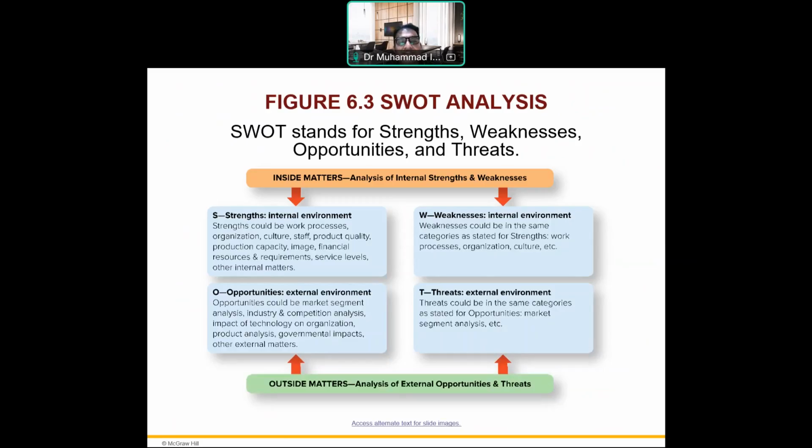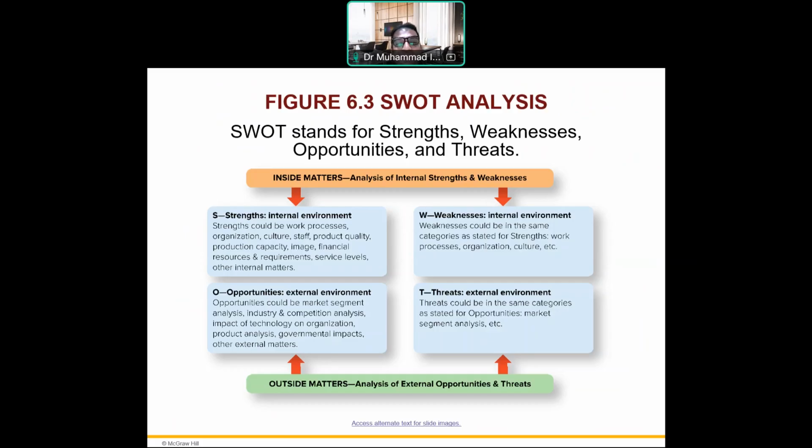Internal environment strengths, and also internal environment weaknesses, and how to manage them. Strengths could be work process, organization culture, staff, product quality, production capacity, company image, financial resources, requirements, service level, and other internal matters. If we have a strong culture, it can be a strength. If we have a weak culture, it can be a weakness for us.